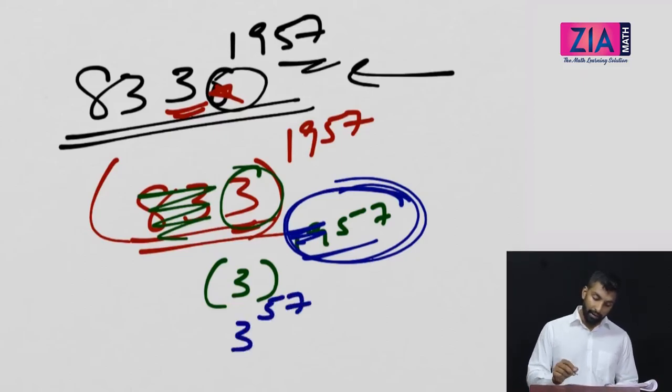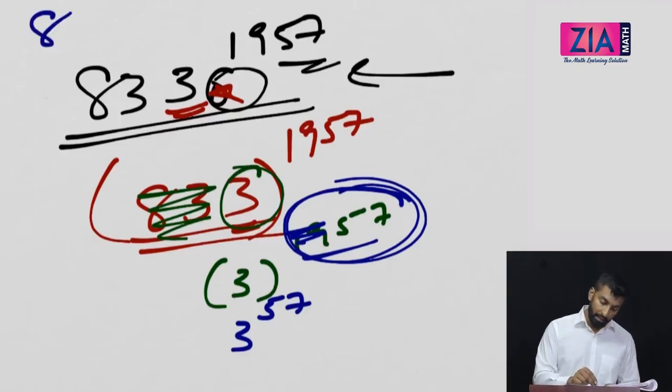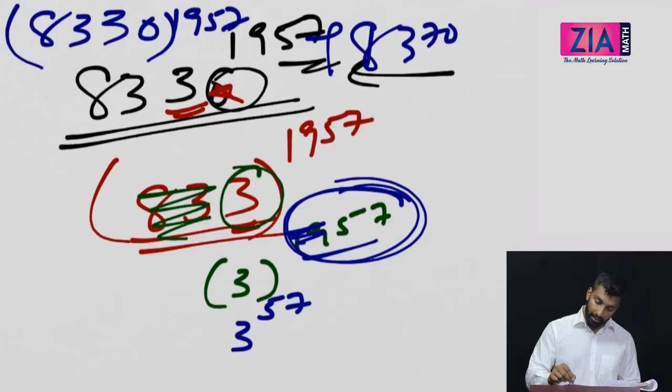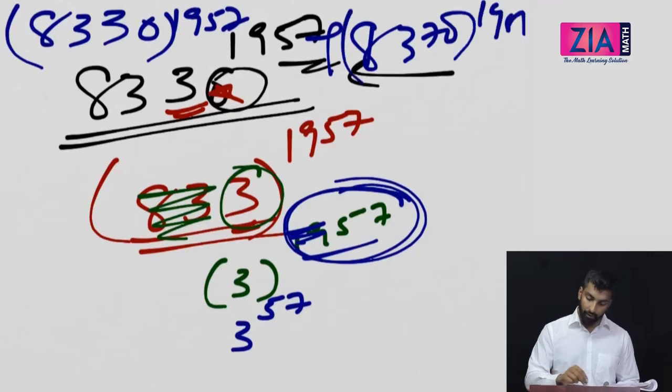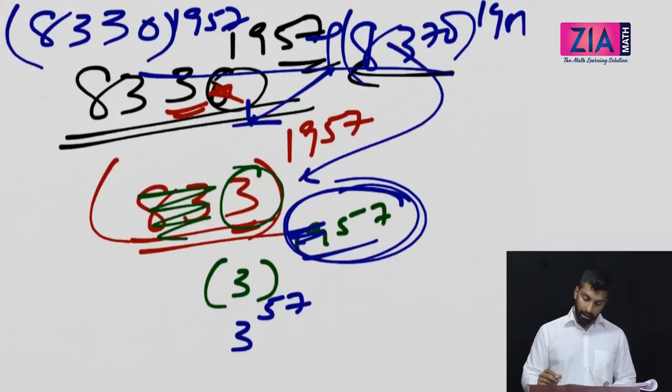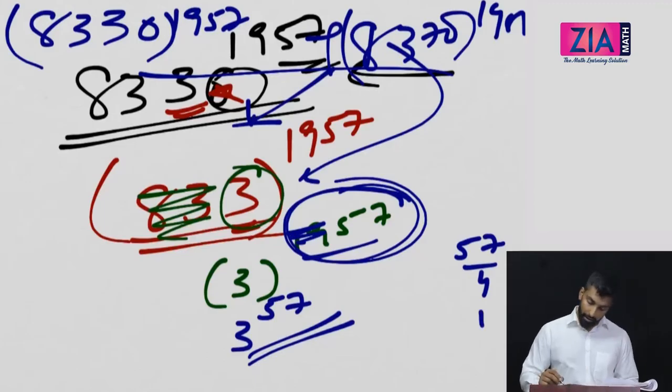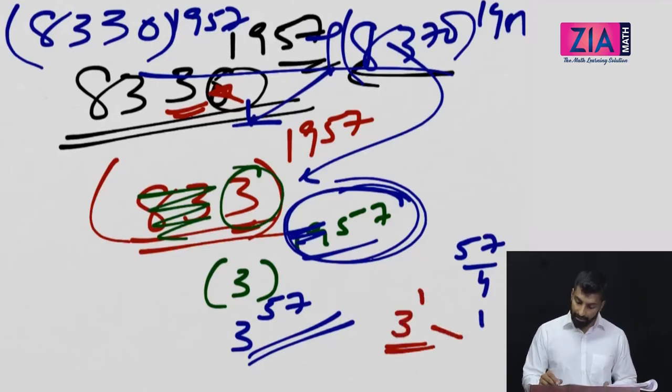So ultimately what we converted our bigger question into, like, what was your question? 8330 raised to 1957 plus 8370 raised to 1982. We converted this to this first, then we converted in this way. Now finally we are writing it as 3 raised to 57, last digit. Now then what you will do, 57 divided by 4, see what is the remainder, right? What is the remainder? 1 is the remainder. So what you will do, now you will write it as 3 raised to 1. What is your answer? 3.